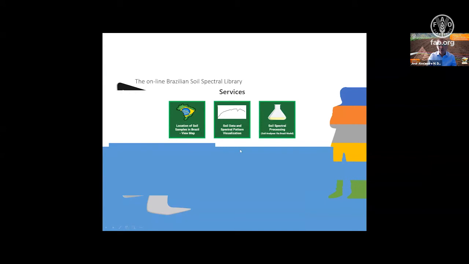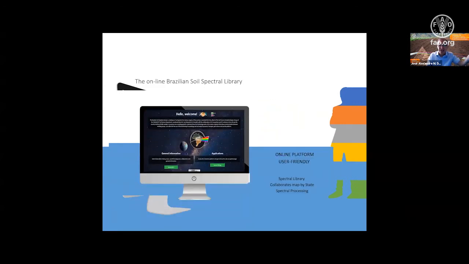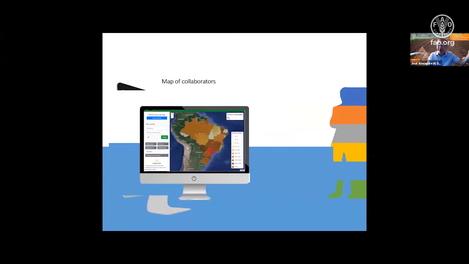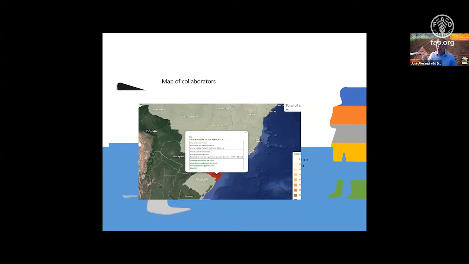So here, when you go to the web, you see services, and you can choose three types of services. The first service, and I think it's important, you can locate the owners and who has the data, so you can get in contact with him. You can get the map of the collaborators, see his name and email, and you can contact and say, look, let's exchange ideas. Let's work together.